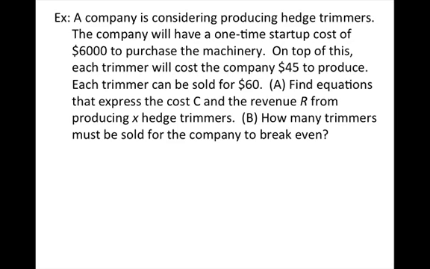What is going to cost the company money? Well, the company is going to have to pay money for each trimmer they produce. For every trimmer they produce, it costs them $45. Well, since they're producing X trimmers, I'm going to have 45X. In addition to that, I had the $6,000 startup cost. So my cost equation is 45X plus the $6,000.